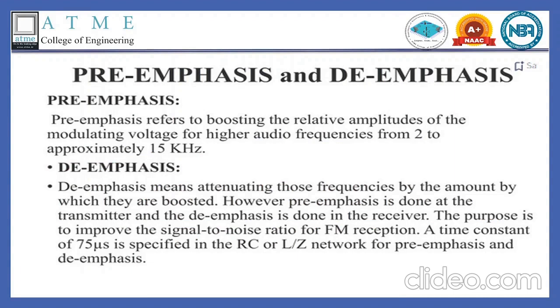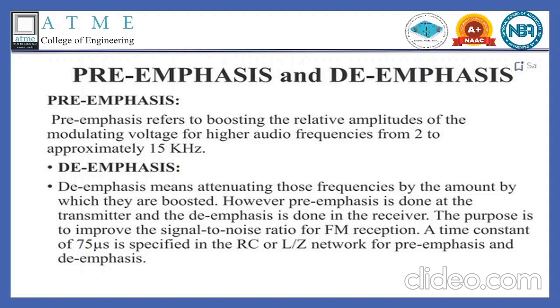Emphasis is basically increasing something, giving special attention, or providing some improvement in the signals. So we have pre-emphasis and de-emphasis. Pre-emphasis refers to boosting the relative amplitudes of the modulating voltage for higher audio frequencies from 2 to approximately 15 kilohertz. That's the audio frequency range. So it is basically making the signal more audible, that is, providing more voltage as and when the frequency increases. De-emphasis is the exact opposite of pre-emphasis.